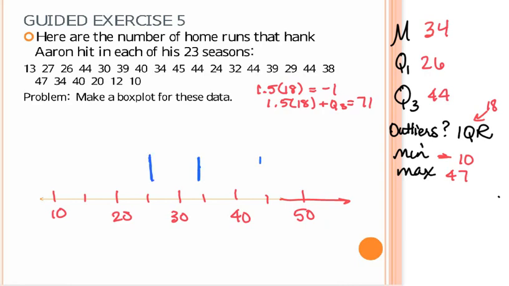Make yourself a pretty box. Add your whiskers. 10, not an outlier. 47, not an outlier. Done. There's my box plot. We'll go in class next time to teach you how to do these on the calculator.